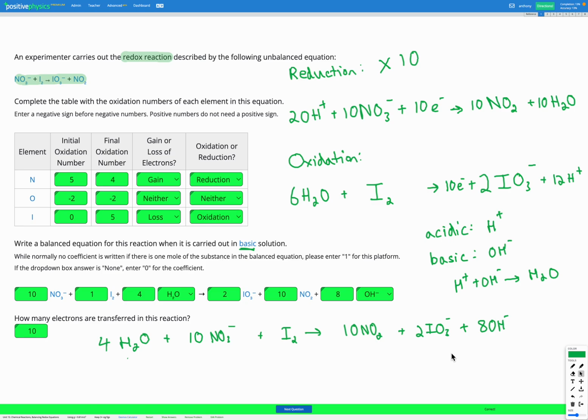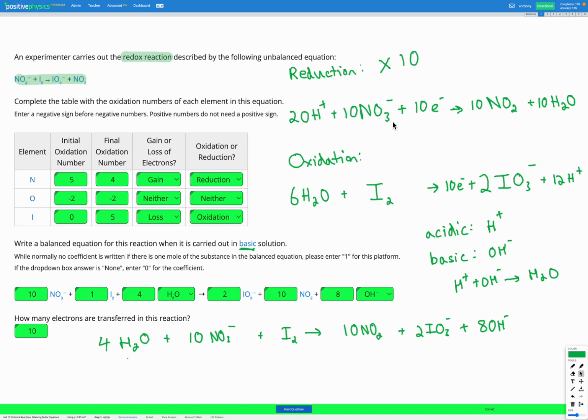So this was a long process for doing these redox reactions. Just to remind you of the steps, step 1 was going through and figuring out the initial and final oxidation numbers of each element so we could figure out what was oxidized and what was reduced. Next, we split up our equation into 2 parts. One was for the reduction, one was for the oxidation. So anything that was reduced, here it was nitrogen, went in one part of the equation, and anything that was oxidized, here that was iodine, went in the other part of the equation.